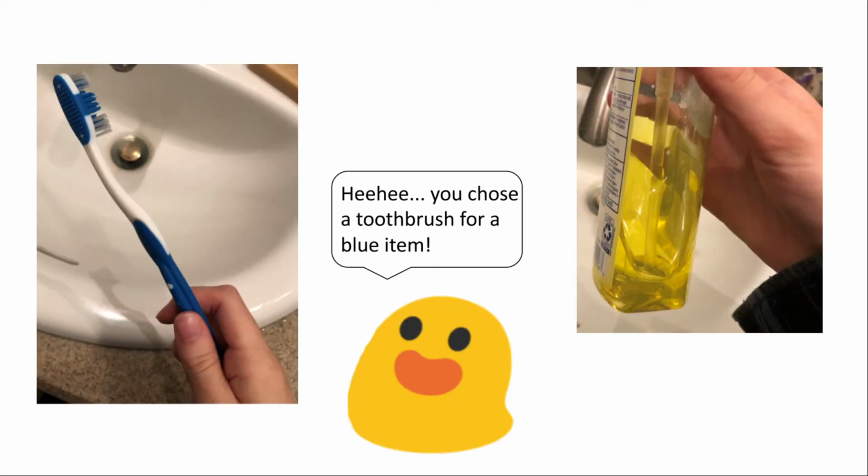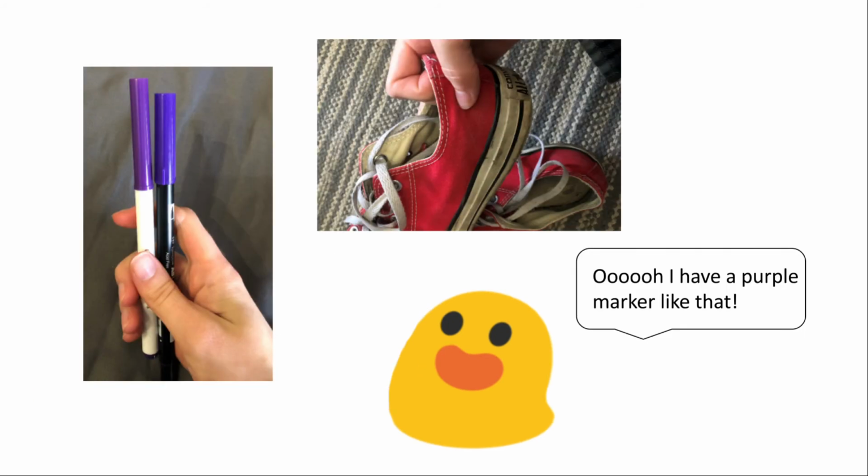Then next, I went into my bathroom and I chose a blue toothbrush and some yellow hand soap. And then I went into my room and I got my red Converse, and the purple was kind of hard because I didn't have a lot of purple things, but I remembered that I had some purple markers. So even if you have trouble, you can always go back to your colors and it's okay.